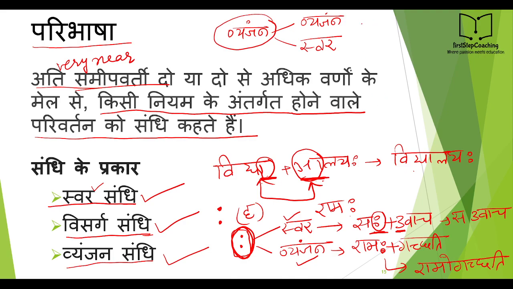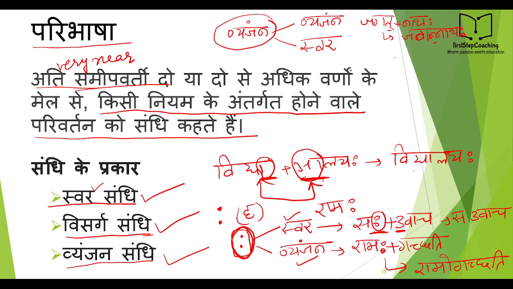Let's see an example. Suppose you are having a word Jagat plus Nath. So Nathaha. So what does it become? Jagannathaha. So the change has happened that this has changed to na. Right? It is the Vyanjan and that Vyanjan has changed to na. So the change has happened in the Vyanjan. That's why it is called Vyanjan Sandhi.